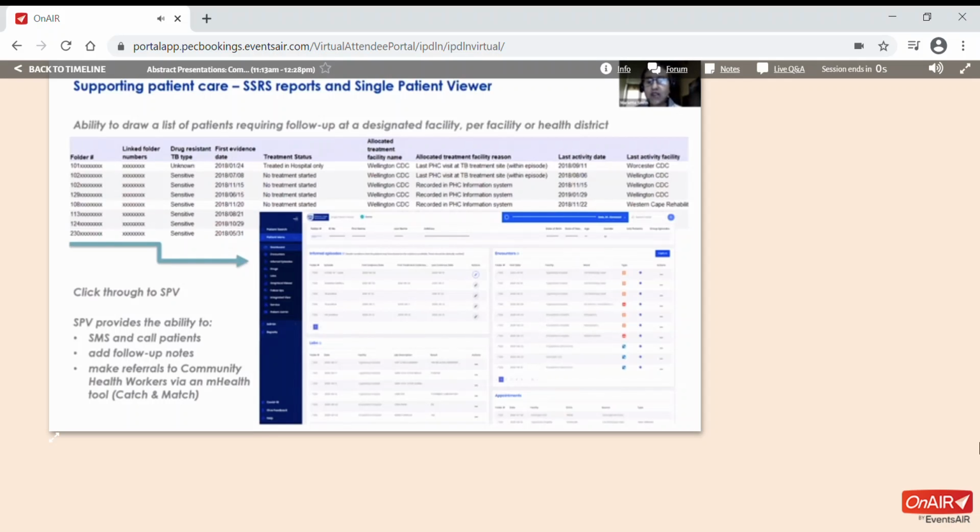SPV also provides the ability to contact patients via SMS and phone calls and can also add follow-up notes for a patient. A relatively new development is the ability to make referrals to community health workers using an integrated mHealth tool called Catch and Match.